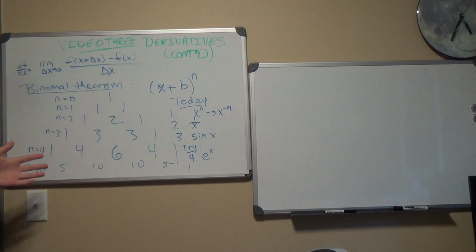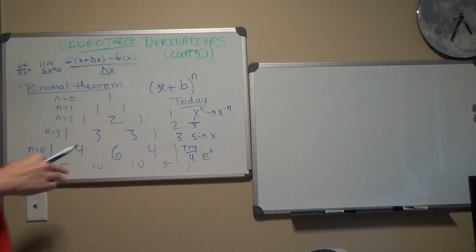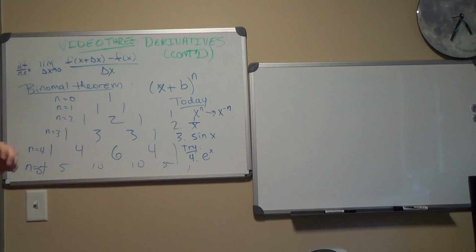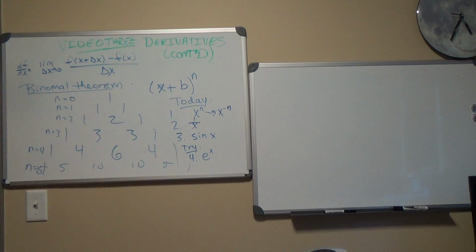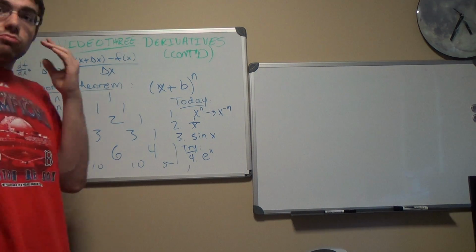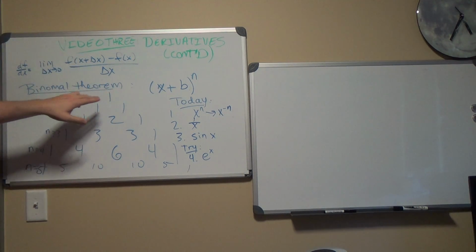So as you can see up here, I have redefined the derivative, and I have also brought into play the binomial theorem. So I'm going to very quickly just go over what this means.